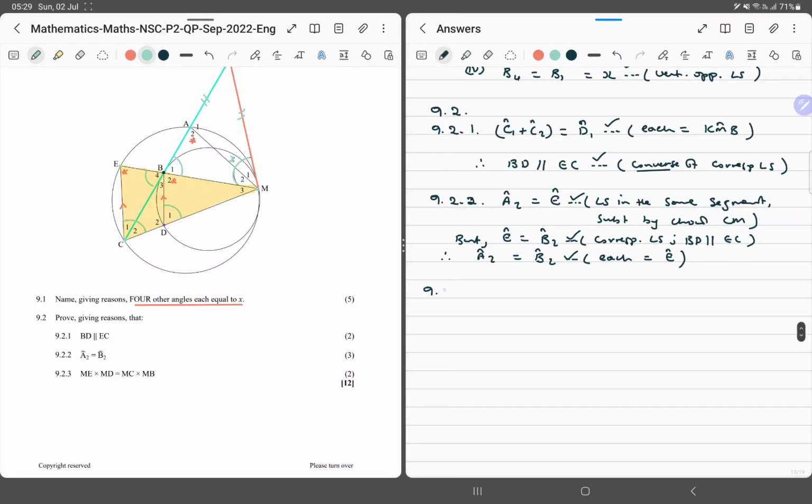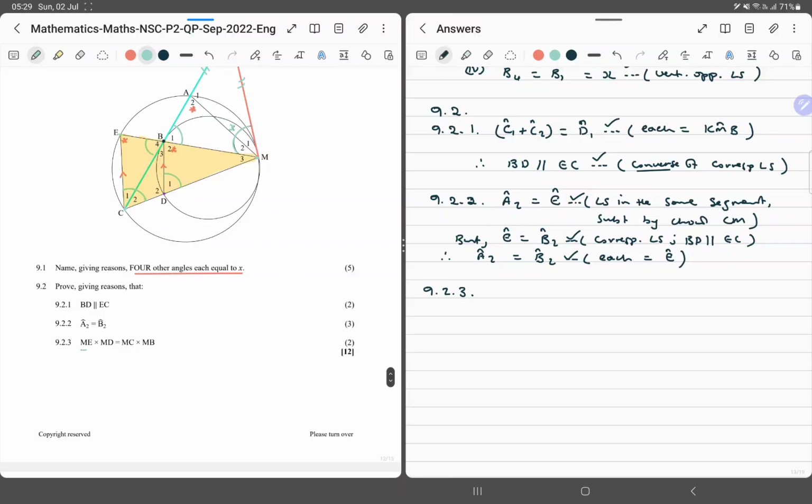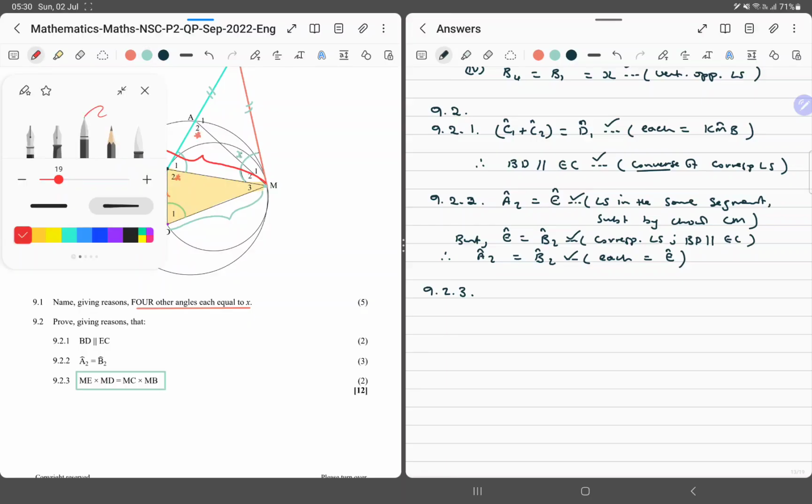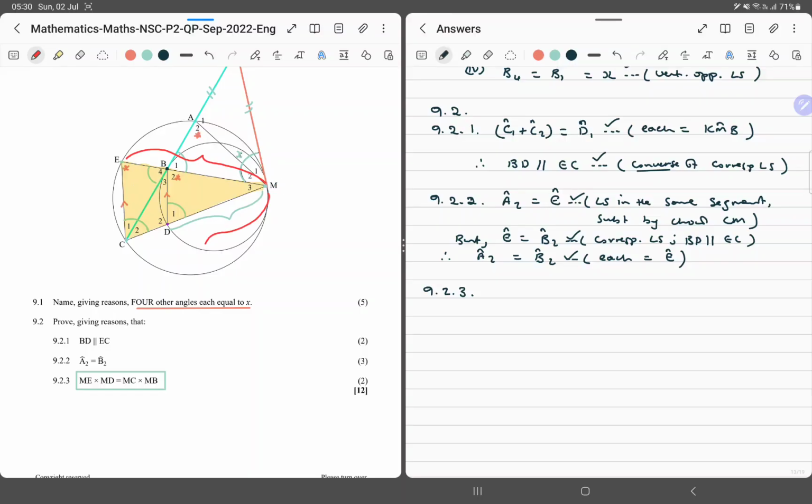Okay, let's do 9.2.3. We are then asked to prove this. Now, this is a bit of a situation, but if you look at ME, where's ME? ME is this side. No, man, stop doing things you're not asked. ME is this side. Look at that, it is a side of triangle CME. We've got MD. MD is this side right here. It's a portion of that triangle CME. And then we've got MC. MC is this side.